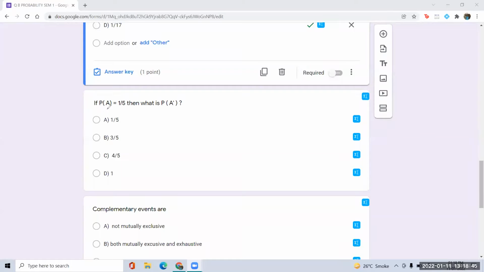Next problem, a very, very simple example. P of A is given to you as 1 by 5 and you are supposed to find P of A dash. Now P of A dash means complementary event. The simplest formula is it is 1 minus P of A. So you just have to subtract 1 by 5 from 1. 1 minus 1 by 5. Now for this simplification LCM is also not required. It is like out of 5, 1 is for P of A. So the remaining are for P of A dash.